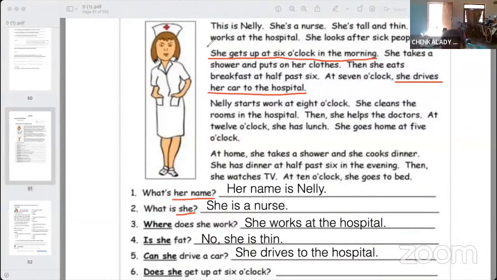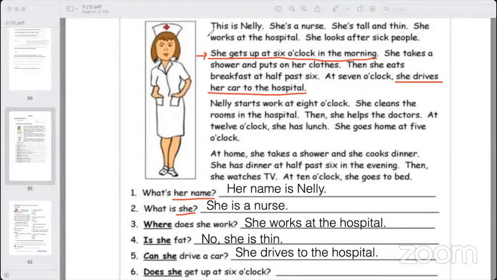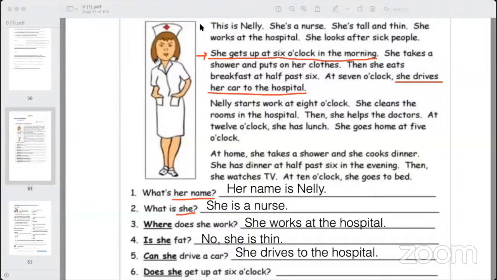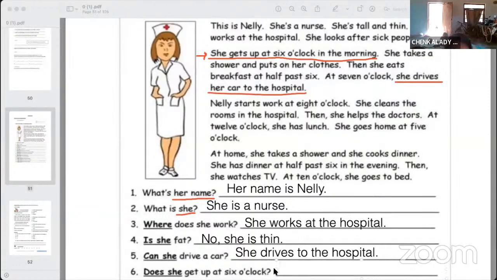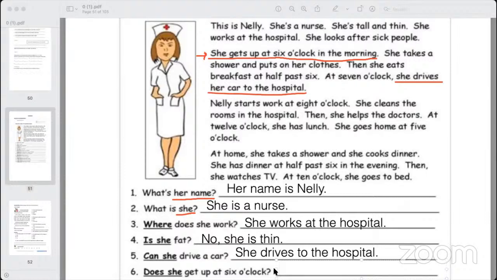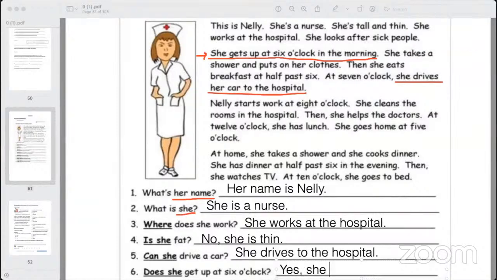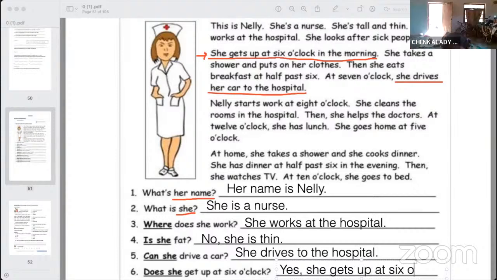You sure? What does it say here? She get up 6 o'clock. Yeah, in the morning. She gets up at 6. Oh, yes. So what will you write that as a sentence? Up at 6 o'clock in the morning. Good. So you can say yes. She gets up at 6 o'clock in the morning.